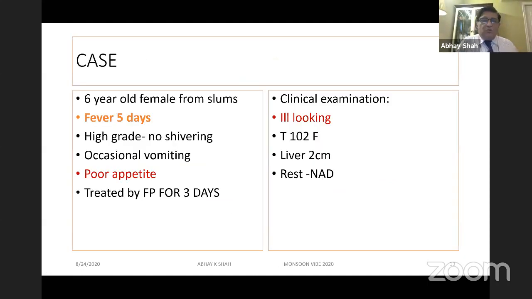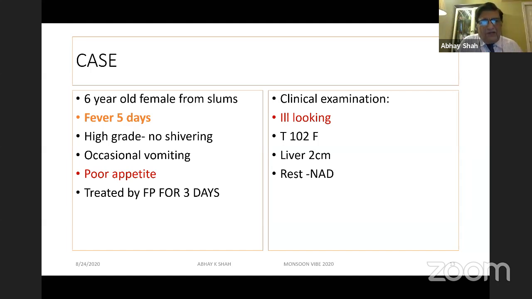So another case: a 6-year-old female coming from the slum has had a fever for 5 days. The fever was very high, 100 to 103. There was no shivering, and there was partial response to paracetamol. In spite of giving paracetamol, the child was not comfortable. There was occasional vomiting. Appetite has gone down over the last 2 days, and she was treated by a family physician for 3 days with some injection, but the details of that medication are not available.